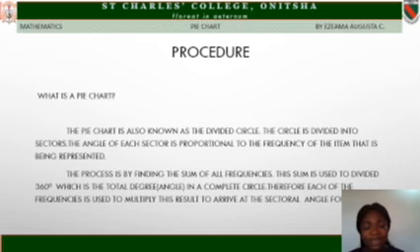The process is by finding the sum of all frequencies. This sum is used to divide 360 degrees, which is the total degree, or you call it angle, in a complete circle. Therefore, each of the frequencies is used to multiply this result to arrive at the sectorial angle.